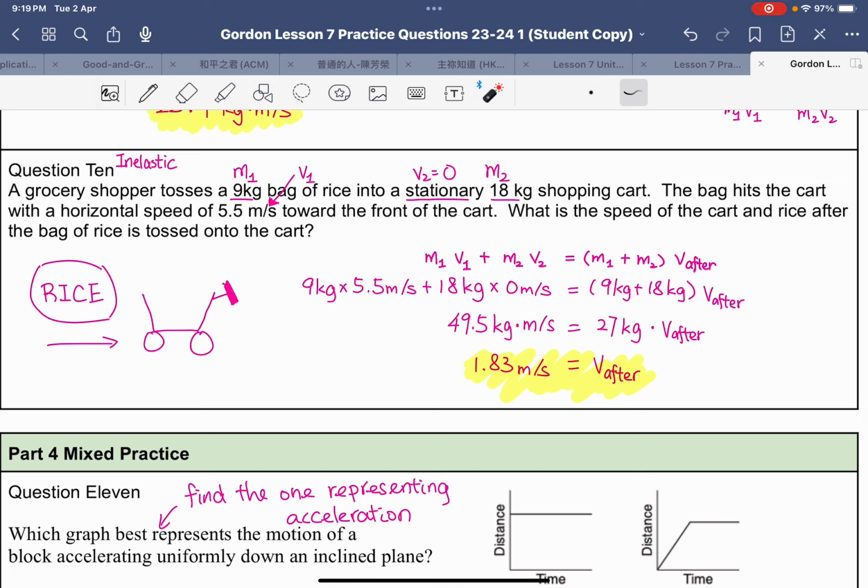We have all the information, mass 1, v1, mass 2, v2. v2 is stationary. The cart was stationary, so the velocity is 0 meters per second. And we sub all of these in, and we have m1, v1. Just plug in the numbers, and if you do your calculations correctly, this should be your final answer.